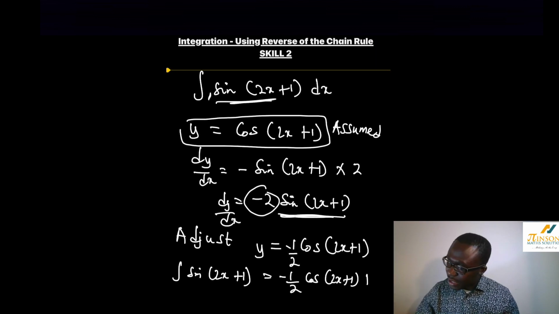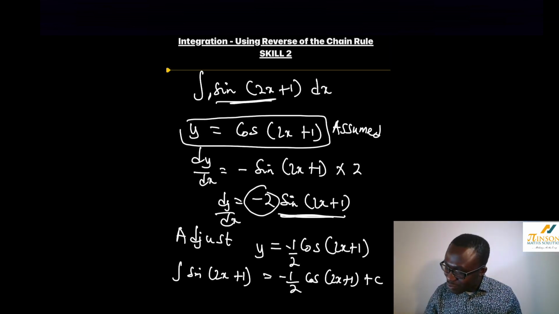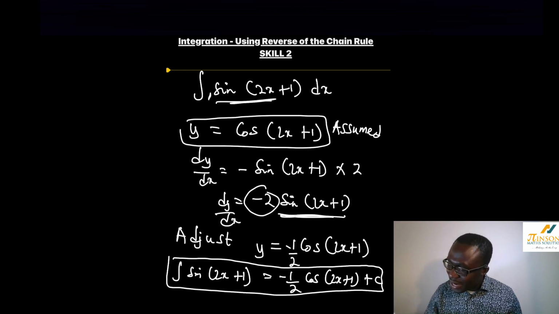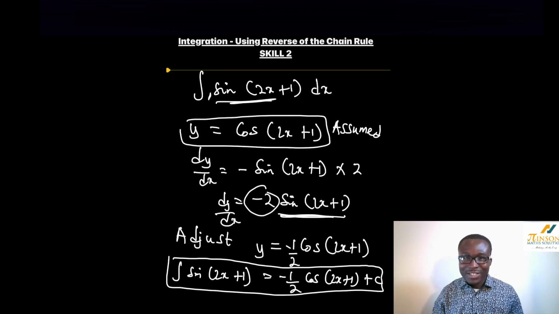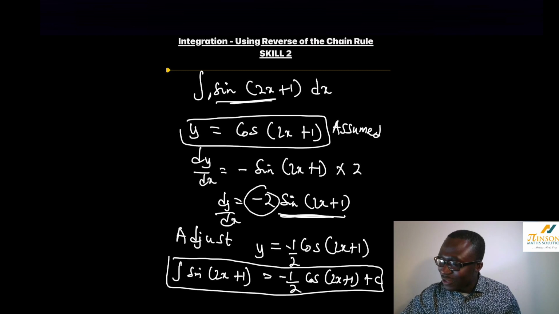Don't forget, add c. Why do we add c? This is an indefinite integral. And that is our answer. So sine 2x add 1 will give me minus half cos 2x add 1 bracket add c. That is the first question. Now let's get the next question on this.